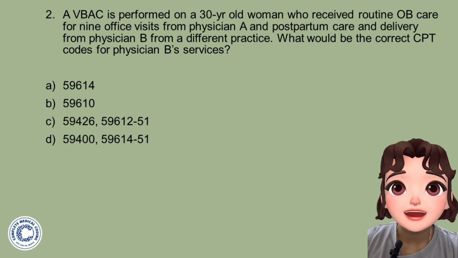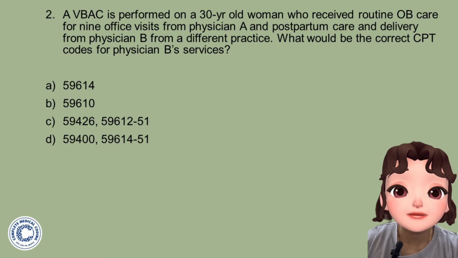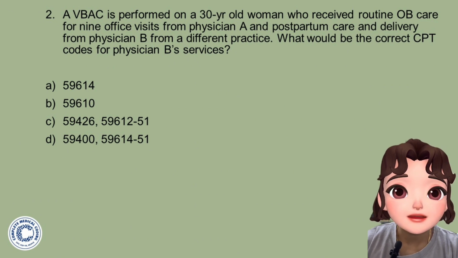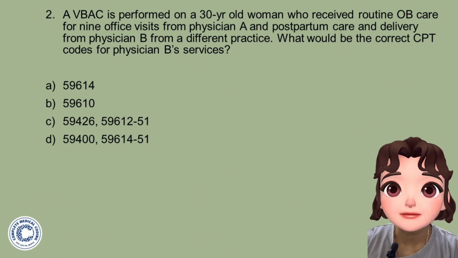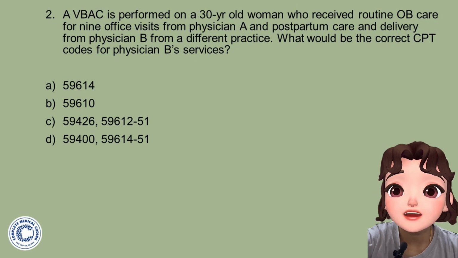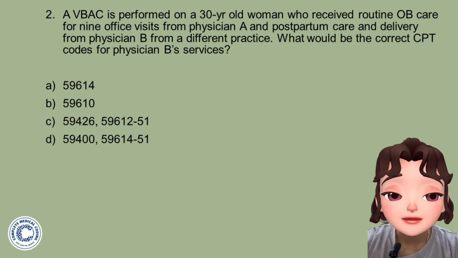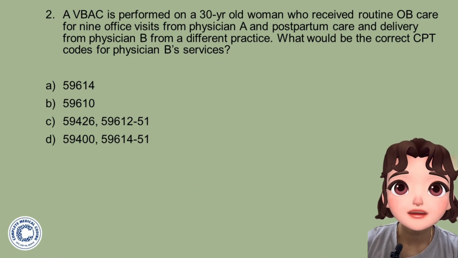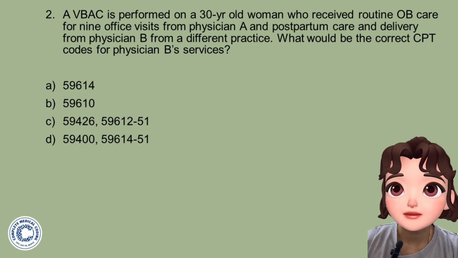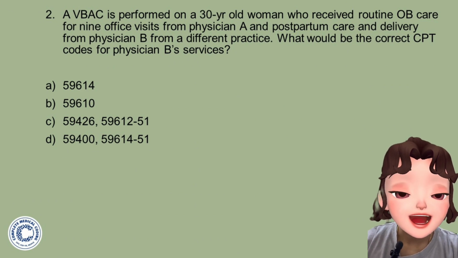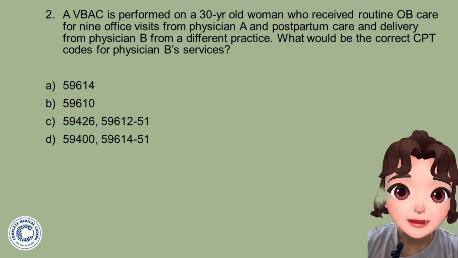What is in option C? 59426. What is code 59426? Again, vaginal delivery, antepartum and postpartum care. No, we cannot code antepartum here. What is 59400 in option D? Again, it comes antepartum and postpartum. 59400, routine obstetric care including antepartum care, vaginal delivery and postpartum. No, so wherever antepartum is mentioned, you cannot code that. So our correct CPT code is 59614, which is option A.